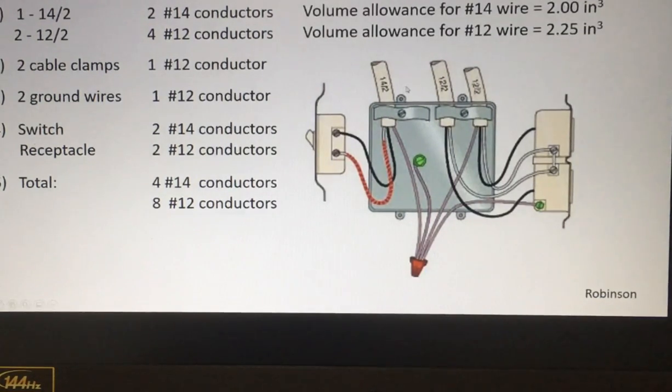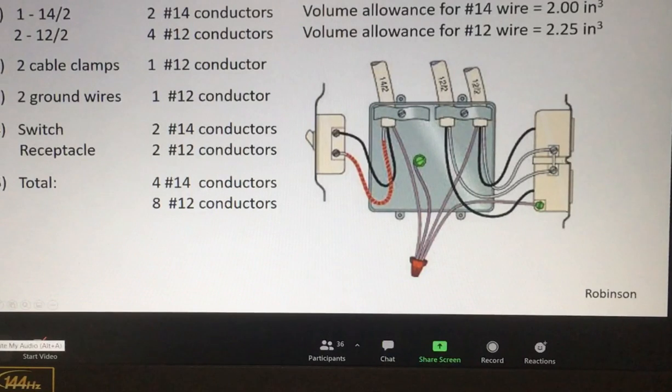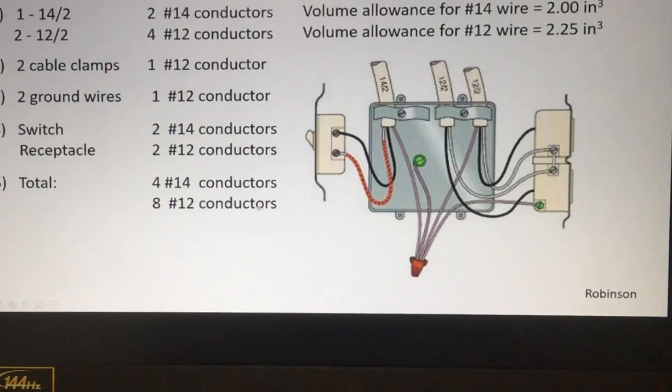Here's your 14-2 going to this switch. The yoke or switch counts as 2 conductors. If you look at this one, it has 4 wires on it, but it still counts as 2 conductors. It's the strap or the yoke. So we have a total of 4 number 14 conductors and 8 number 12 conductors.